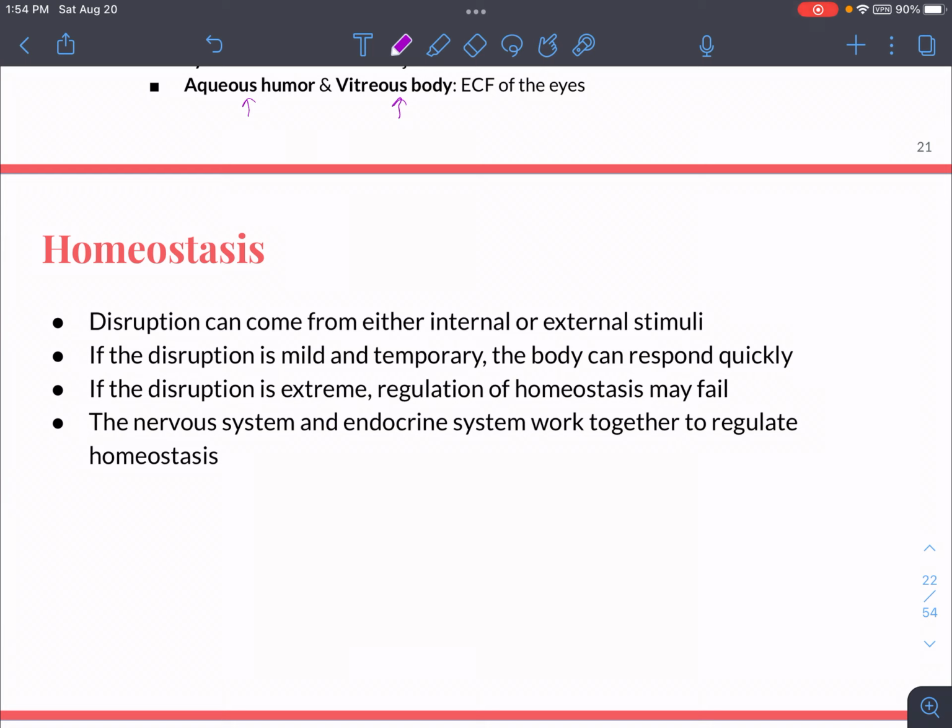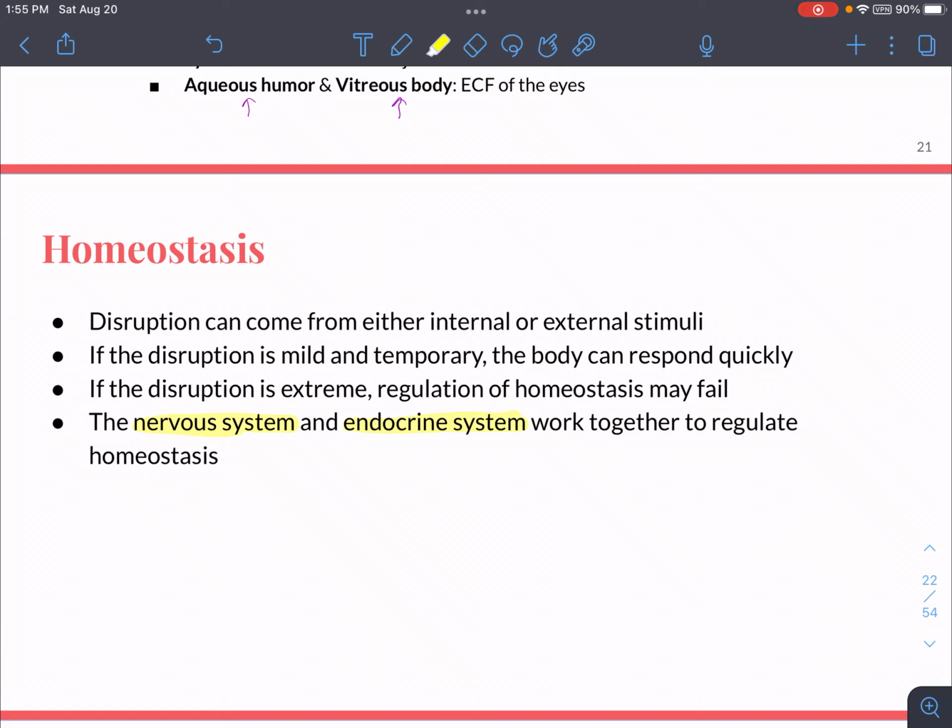So we also have the nervous system and the endocrine system. Those are the two organ systems that regulate homeostasis. The endocrine system sends out the hormones to help regulate your internal system. Your nervous system also monitors all your hormone levels. So your brain is always keeping track of all of that.